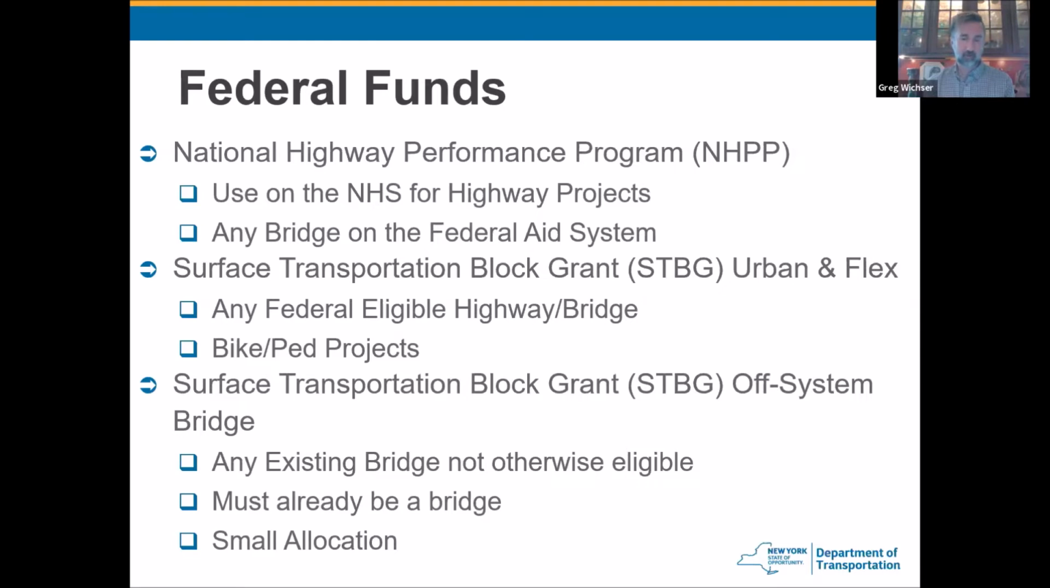The next one is the off-system category of STBG. This is the color of money that can be used on any existing bridge that isn't eligible for another fund source. The keys here are it must already be a bridge. It can't be a culvert that's turning into a bridge. And the other part of this is, unfortunately, it's one of the smallest allocations generally when it's doled out. So it's a competitive fund source, but it is there to get after non-federal aid bridges.